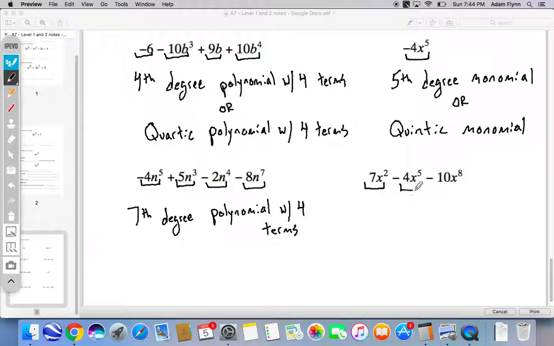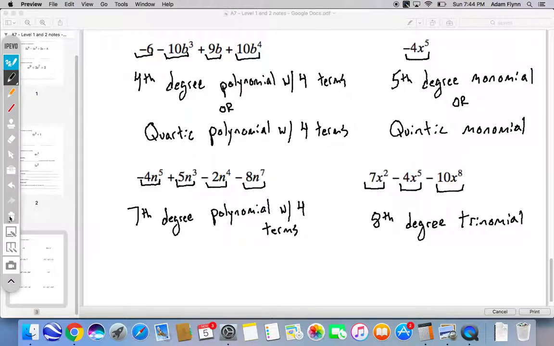So our last example here, we have 7x squared minus 4x to the 5th minus 10x to the 8th. We have 3 terms, so it's a trinomial. We take a look at our powers here. We have a 2, a 5, and an 8. So, no special word. This is an 8th degree trinomial.